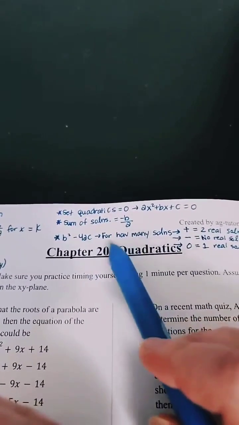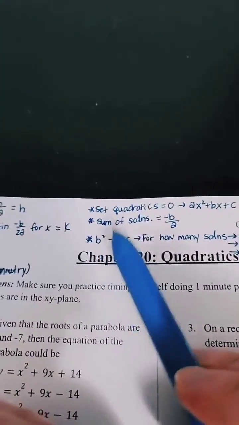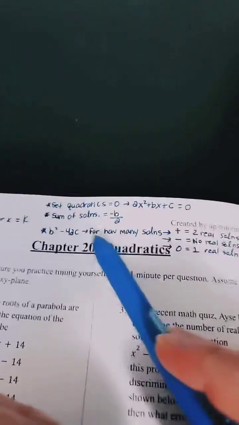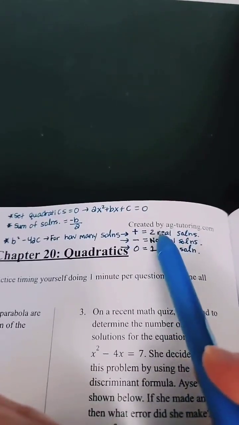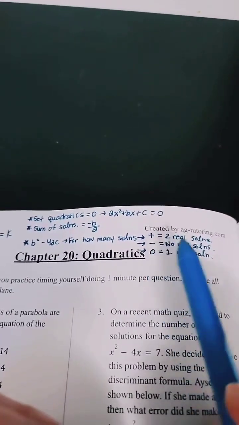To find out how many solutions something has, you use the discriminant formula, which looks like this: b squared minus 4ac. If what you get is positive, there are two real solutions. If it's a negative number, there are no real solutions. If it's 0, you have one real solution.